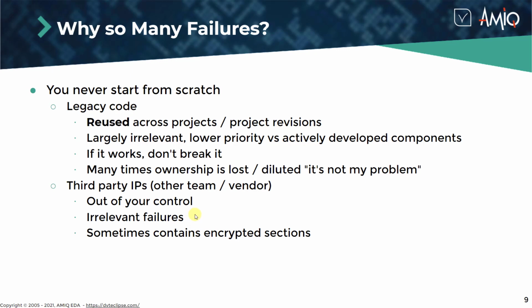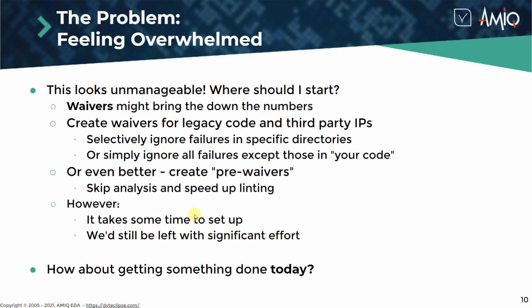Anyhow, back to our problem. We have 20,000 lint failures to deal with. That's huge. It looks scary and unmanageable, right? Where should I start? How can I make this effort tractable?